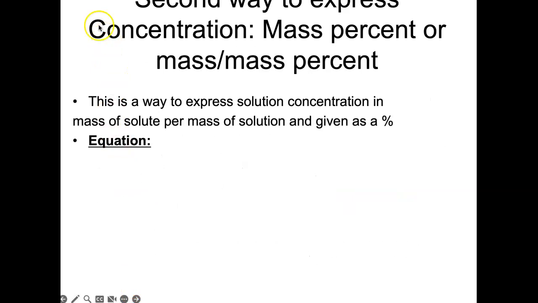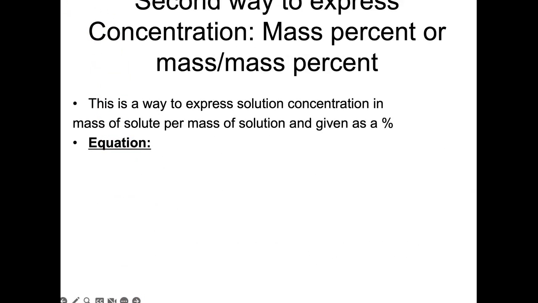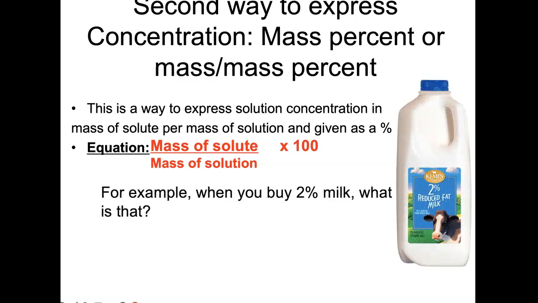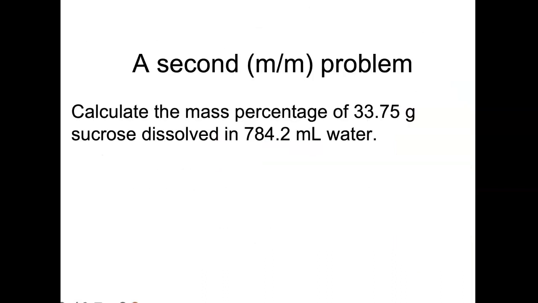All right, another way to express solution concentration is mass to mass percent. All right. And this one, your units will cancel out. So you take the mass of your solute, again, divided by the mass of your solution, not volume of solution, times 100. So 2% milk, that's how we buy our milk, is a mass to mass percent. So that means that you've got 2 grams of fat in 100 grams of milk, and that's a 2% solution. You might buy 4% or full fat milk, 4 grams of fat in 100 grams of milk. So it's just another way of measuring concentration.